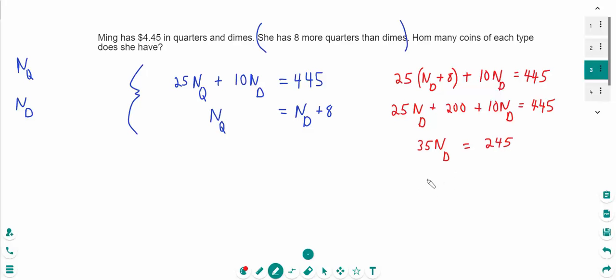Then we need to divide this out. So we'll have 35 on both sides, and n sub d is going to equal 245 divided by 35.